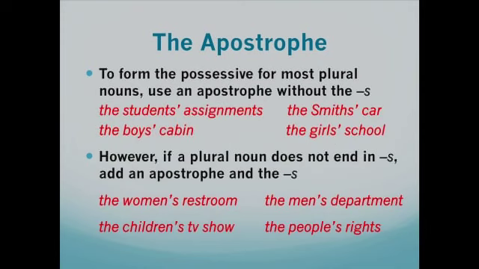To form the possessive for most plural nouns, use the apostrophe without the S. So the students' assignments, the boys' cabin, the Smiths' car, the girls' school. We just added an apostrophe after what's already plural, especially when it ends in an S. But if it doesn't end in an S, add the apostrophe and the S. So in this case, we have the women's restroom, the men's department, the children's TV show, the people's rights. So if it ends in an S already, as most plural nouns do, just add the apostrophe at the end. And then if it doesn't end in an S, just add the apostrophe and the S, as we've done in these bottom examples.